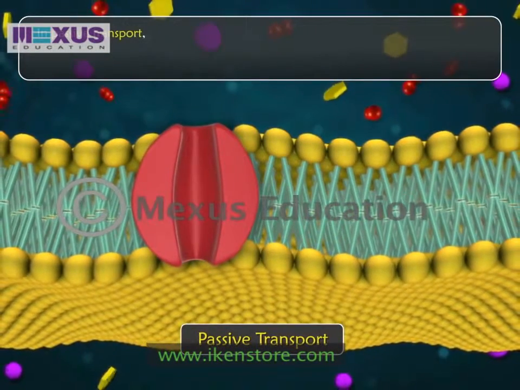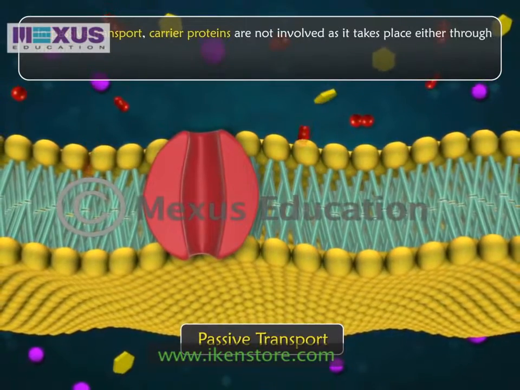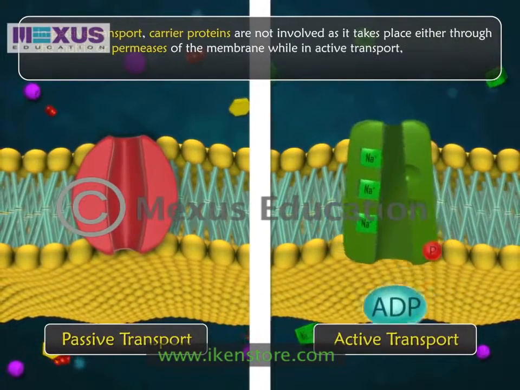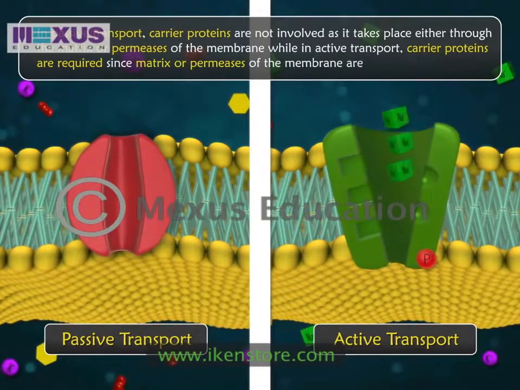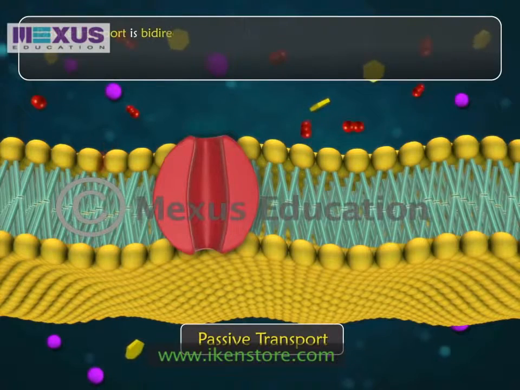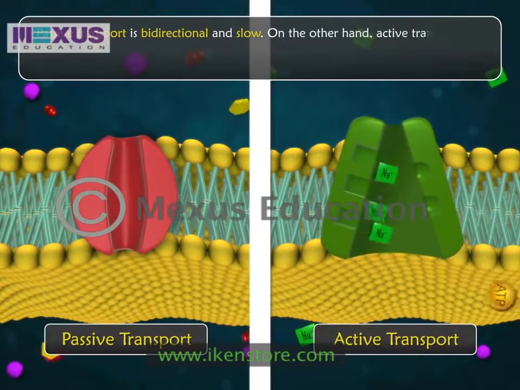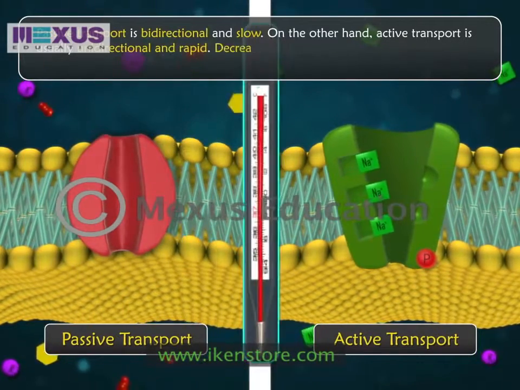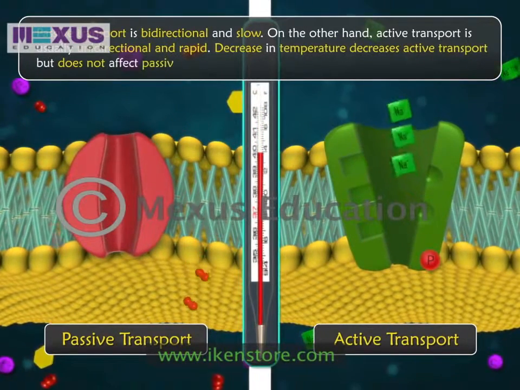In passive transport, carrier proteins are not involved, as it takes place either through the matrix of permeases of the membrane. While in active transport, carrier proteins are required since matrix of permeases of the membrane are not involved. Passive transport is bidirectional and slow. On the other hand, active transport is usually unidirectional and rapid. Decrease in temperature decreases active transport but does not affect passive transport.